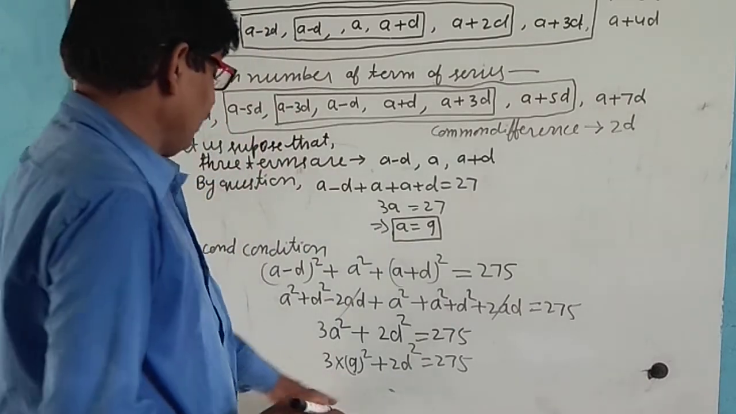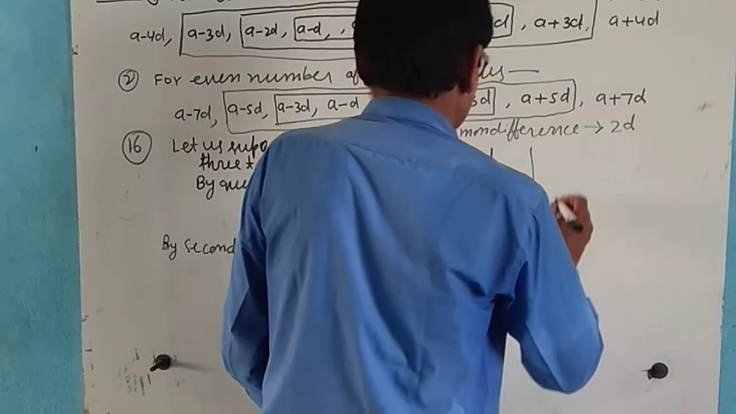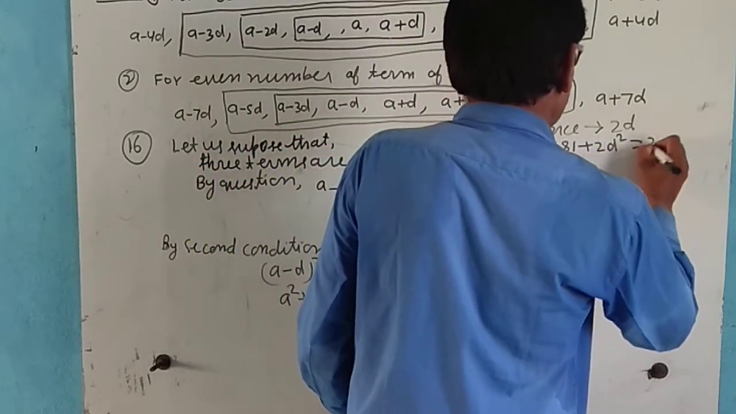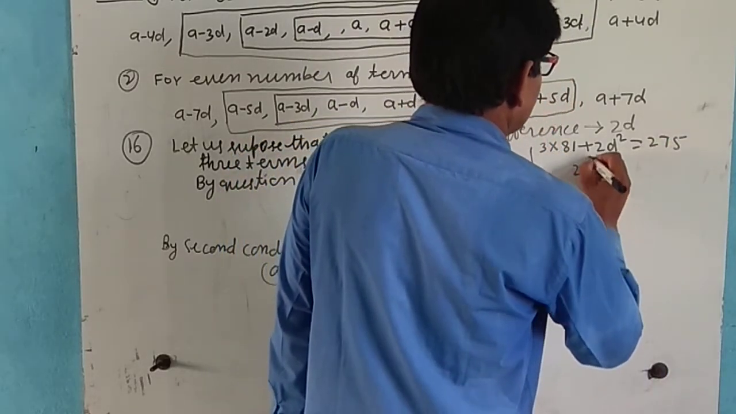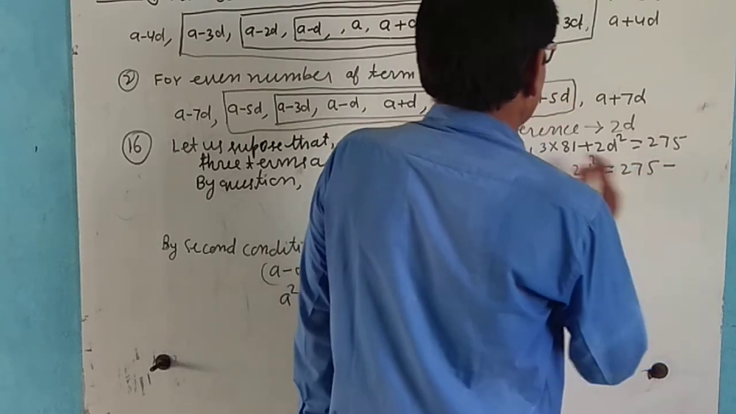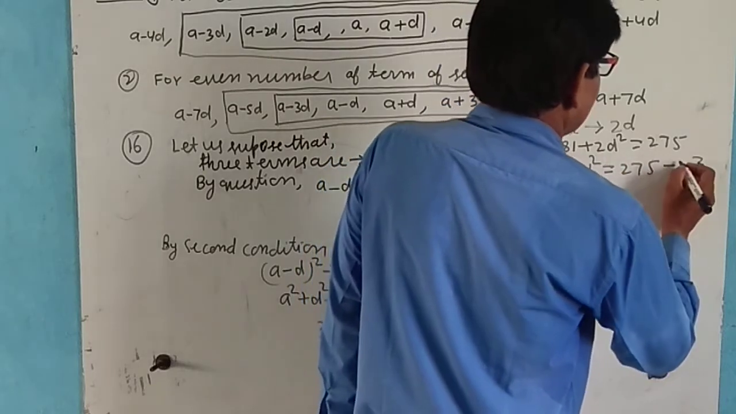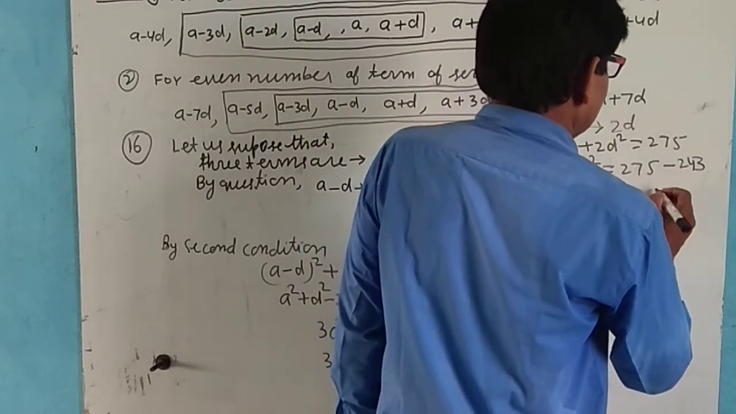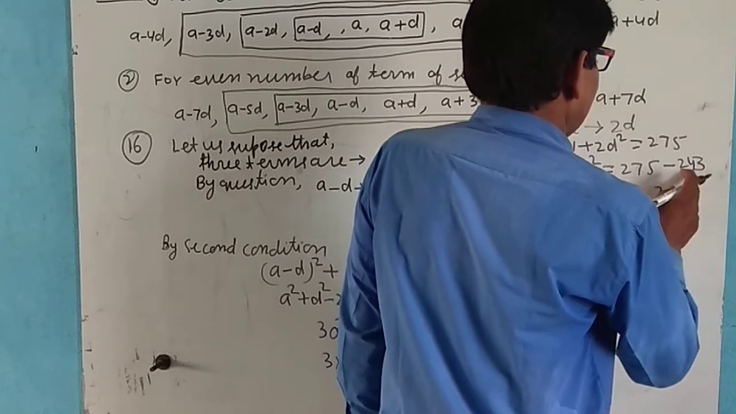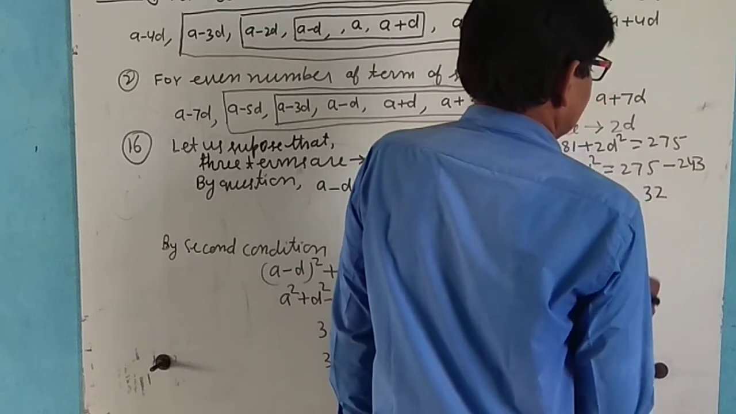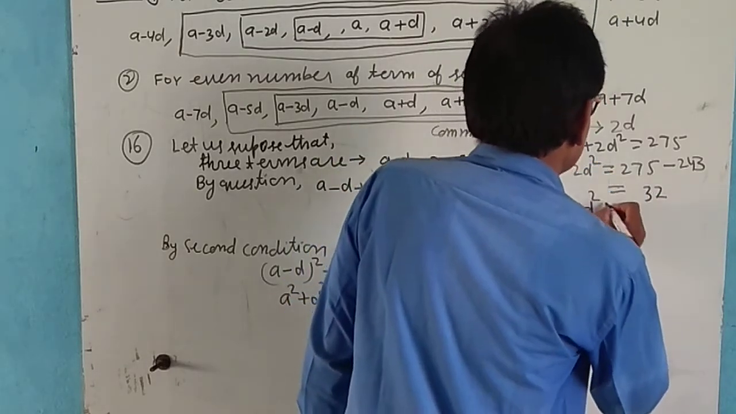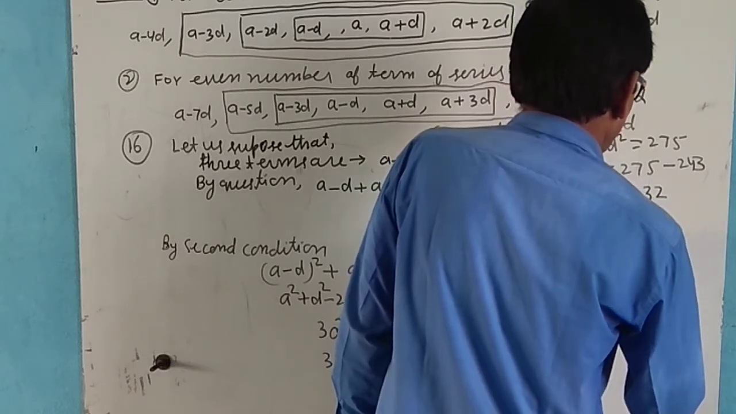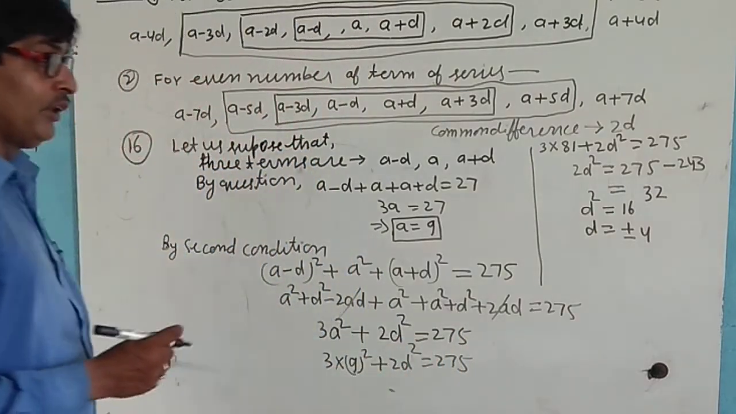Here 9 squared is 81, so 3 into 81 plus 2D squared equals 275. 2D squared equals 275 minus 243, which is 32. So D squared equals 16, and D equals plus or minus 4. The value of D is plus or minus 4.